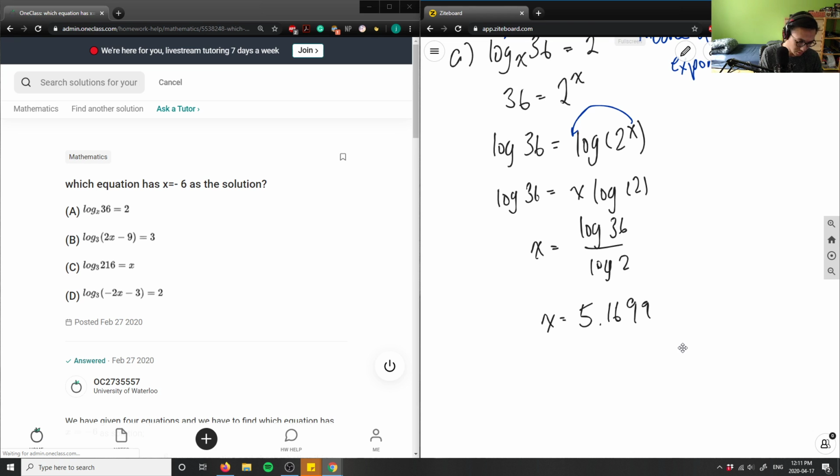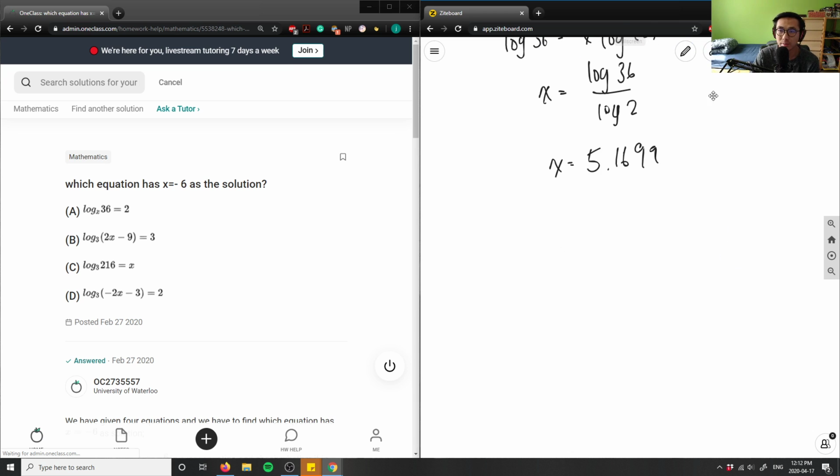Log base. Let me just check this answer. 5.7 equals of 36. Yeah, it's about 2 to the power of, yeah, about 5.17 here. Okay, so let's do b here.